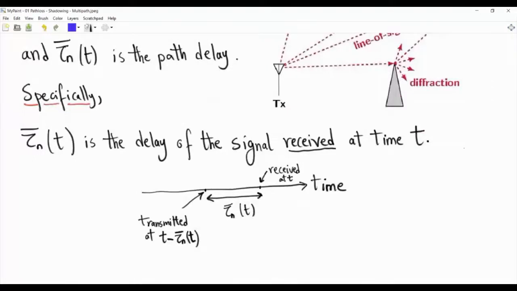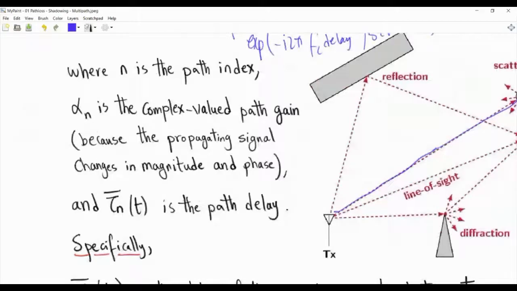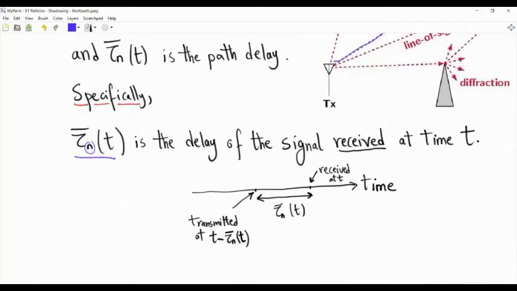Okay, so let's now talk about the delay. This is n, the index n, which means that I'm now focusing on one of the paths. Let's say you focus on this path: you go and hit this scatterer here, and then you come here. So we are focusing on one of the paths, the nth path. That's not an issue, but the issue is that we have a delay that depends on time. So what is the definition of this thing? Tau bar of t is the delay of the signal received at time t.